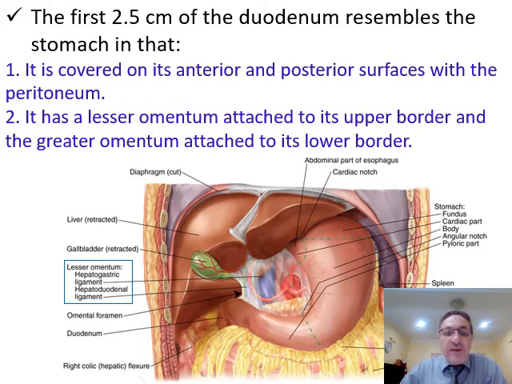Then the lesser omentum is attached to its superior border and greater omentum attached to the inferior border of both stomach and duodenum.